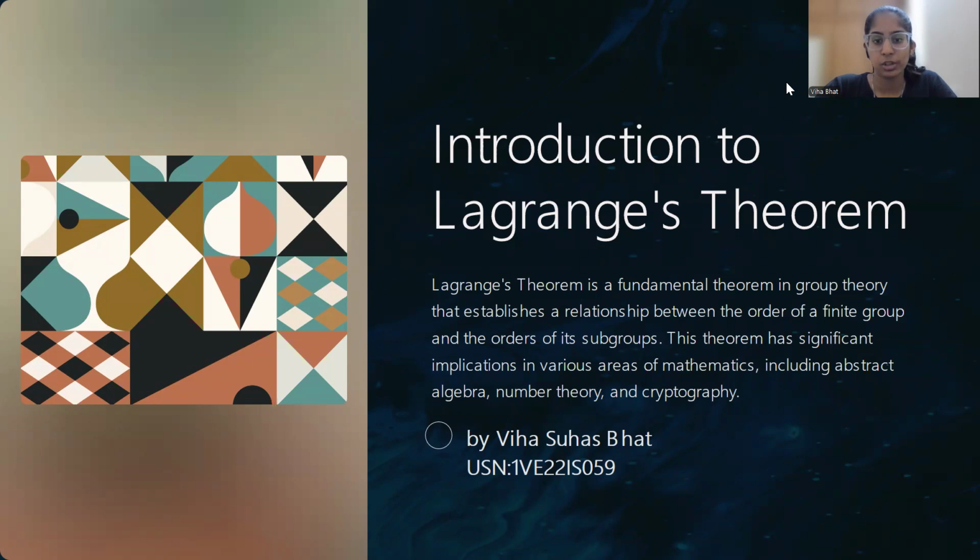Today we're going to talk about Introduction to Lagrange's Theorem. Lagrange's theorem is a fundamental theorem in group theory that establishes a relationship between the order of finite groups and the orders of its subgroups. This theorem has significant applications in various areas of mathematics, including abstract algebra, number theory, and cryptography.